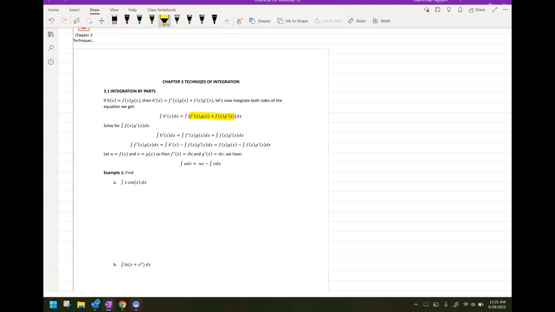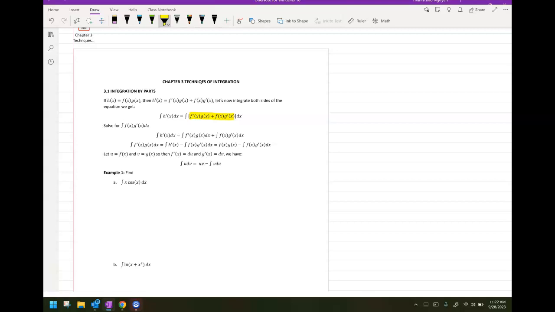Now remember, the integral of h prime of x is just the product function f of x times g of x. So now if we do the u substitution and let u equal f of x and v equal g of x, then f prime of x dx equals du and g prime of x dx equals dv. So the integral of u dv equals u times v minus the integral of v du.